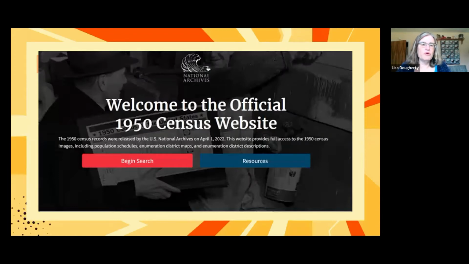So when you go to the website, this is what it looks like. You have a couple of options here. You can dive right in and begin the search, which I think is what most people would do, and I know that's what I did. Or you can go into the resources page. The resources page is going to give you a little bit more background about the census, some information about what questions were asked, and some information about using the enumeration district maps or how to most effectively find your family in the census. So that's going to be more of a how-to page.